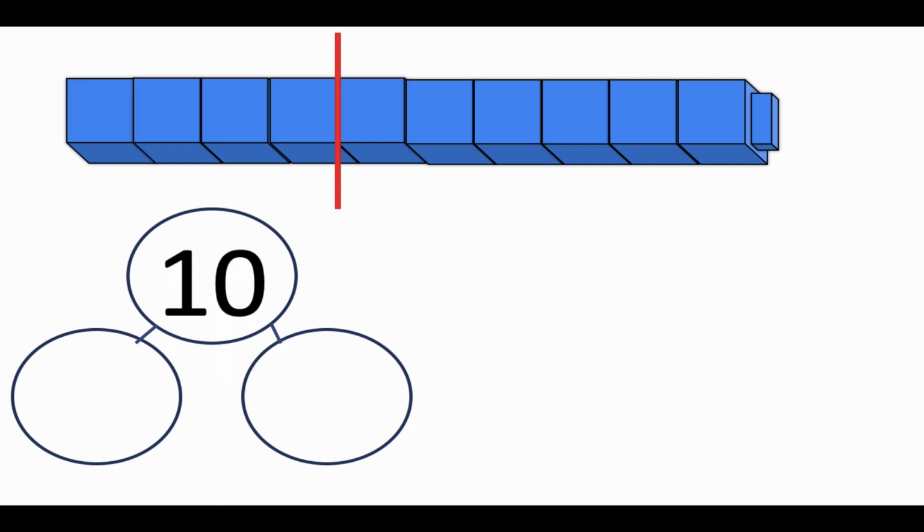So I started with 10. And then how many did I remove with that karate chop line? Yeah, when I drew it. Yeah, 6. So that would be one of my parts. And then how many were left over? If you don't know, friends, just count. 1, 2, 3, 4. 4 would be the other part.